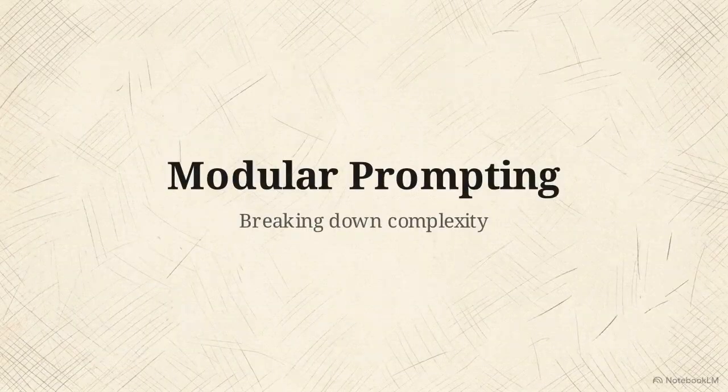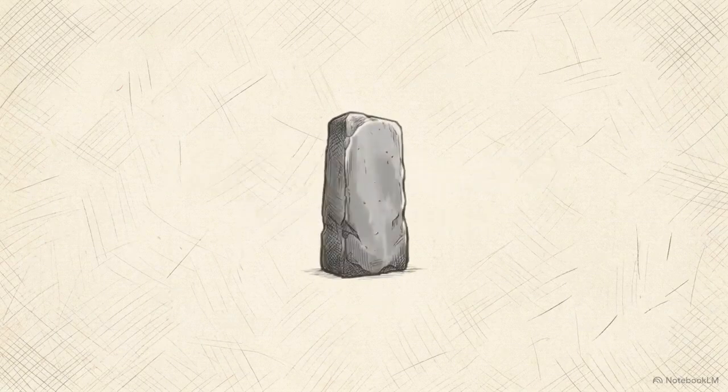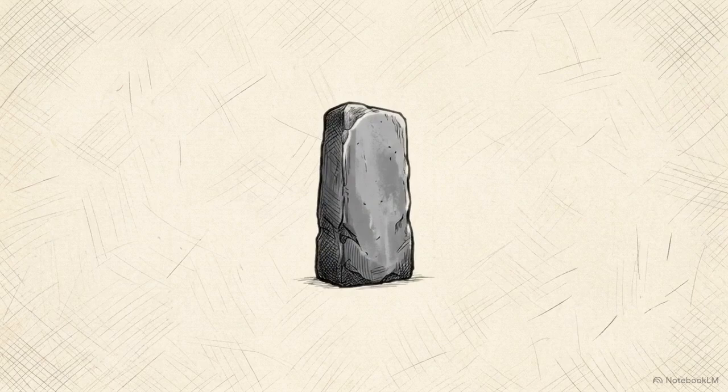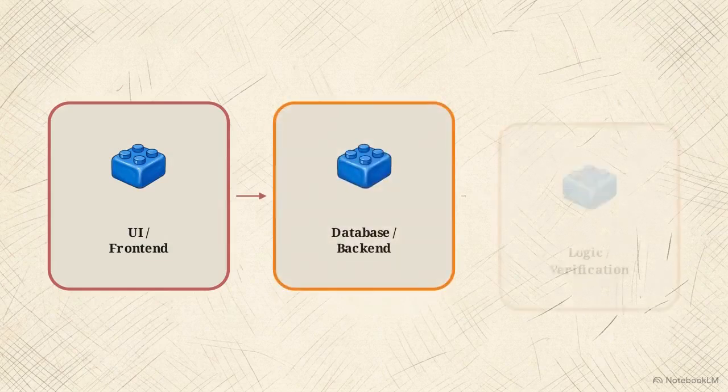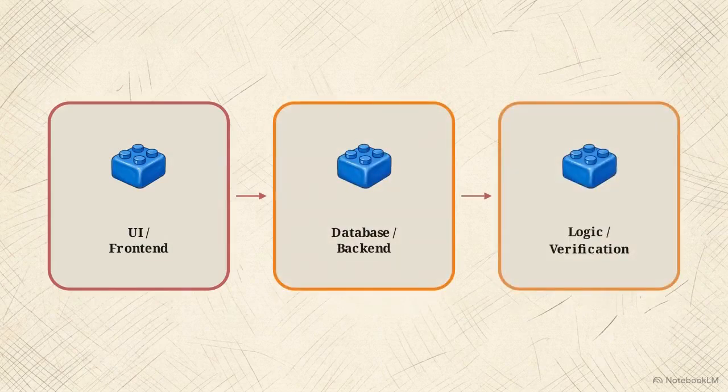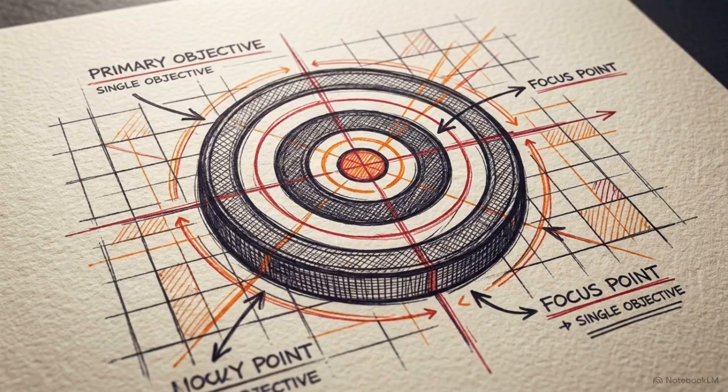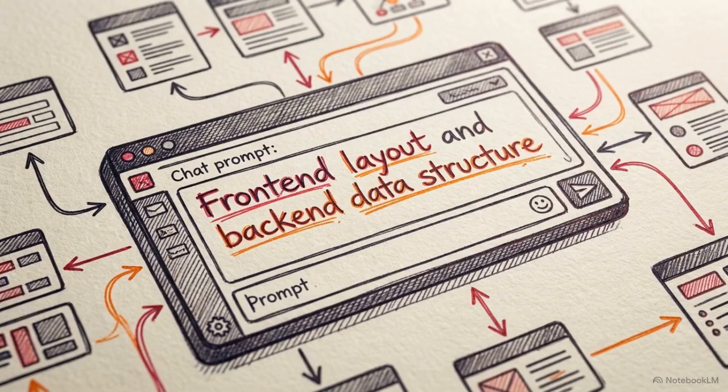To get reliable results, you must use modular prompting. If you ask an AI to build an entire corporate infrastructure in one go, the logic often breaks. Instead, you must break your instructions down into distinct sequential steps. For this walkthrough, we will start with a single, clear goal. Build an inventory tracking dashboard that uses a PostgreSQL database to store and retrieve data.